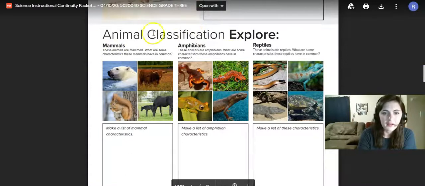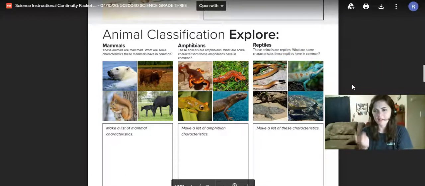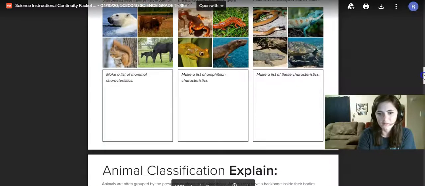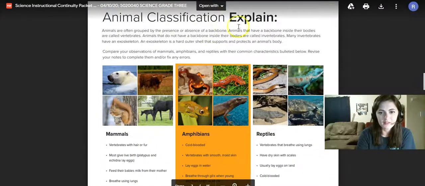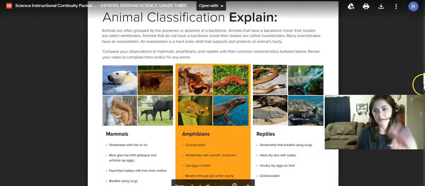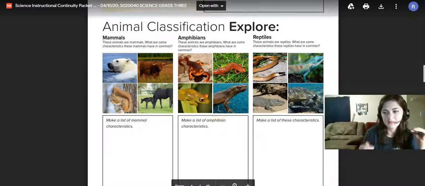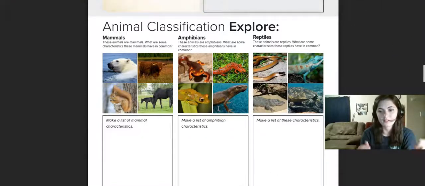And then we have our Animal Classification Explorer. It gives you a group of mammals, a group of amphibians, and a group of reptiles. You're going to think about what characteristics you see that they have in common and list them below. Right here it's giving you the explanation, so if you want to make sure you do that first, go ahead and pause the video here, think of some characteristics of these groups of animals, write them down, and then see how your characteristics compare with the ones below.